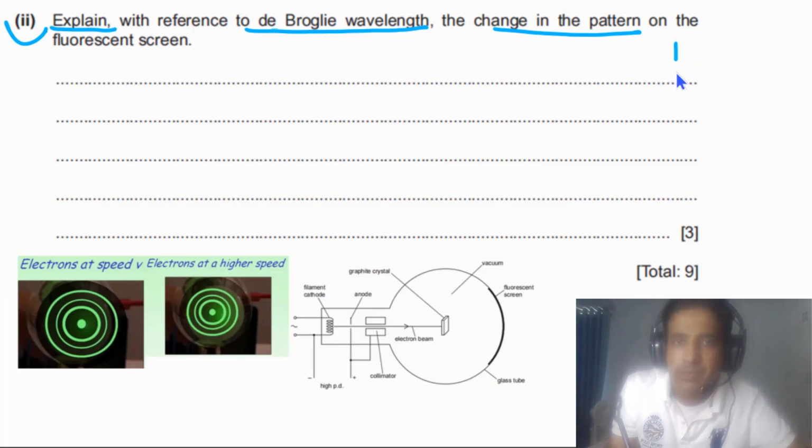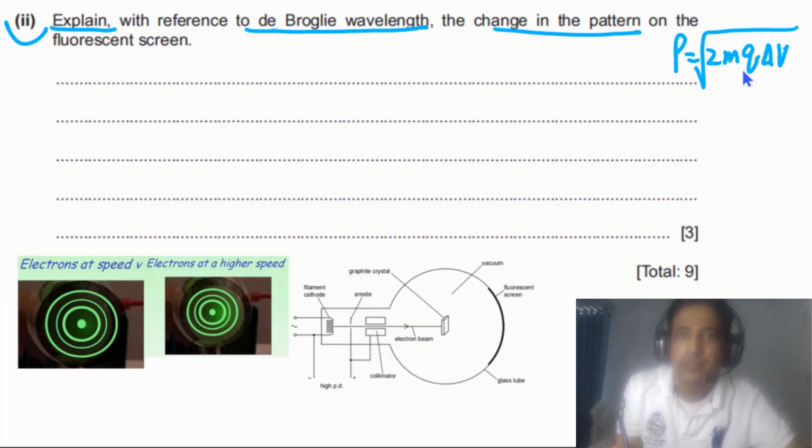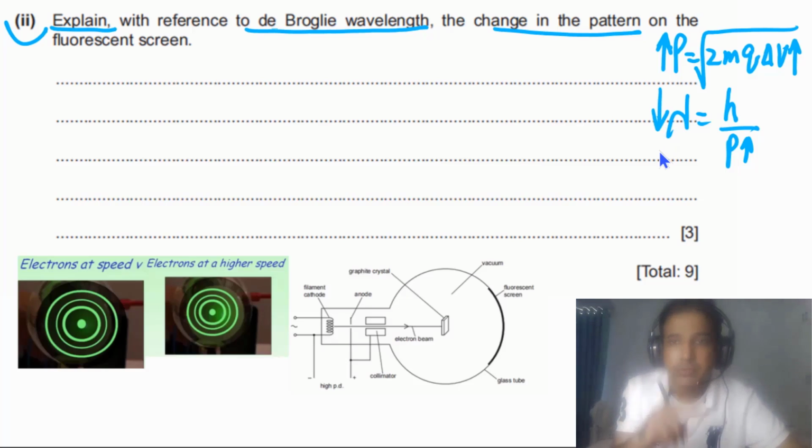Let me recap some important points. We have discussed that momentum is equal to the square root of 2mqΔV, where ΔV is the potential difference. So if ΔV increases, it means the momentum of the particle will also increase. Then lambda has to decrease because h is the Planck's constant. If momentum increases, wavelength has to decrease. If wavelength decreases, it means the fringe spacing has to decrease.